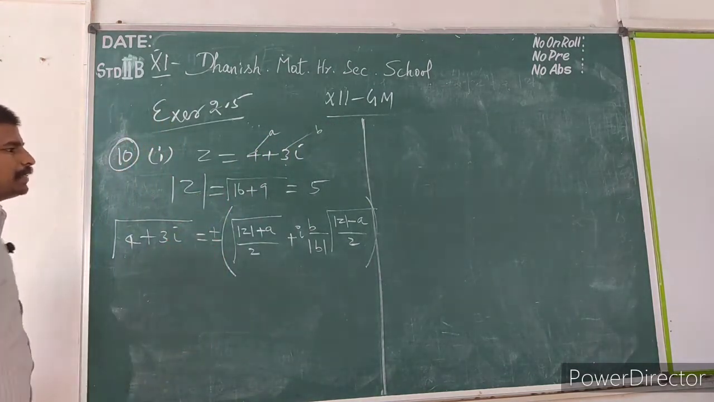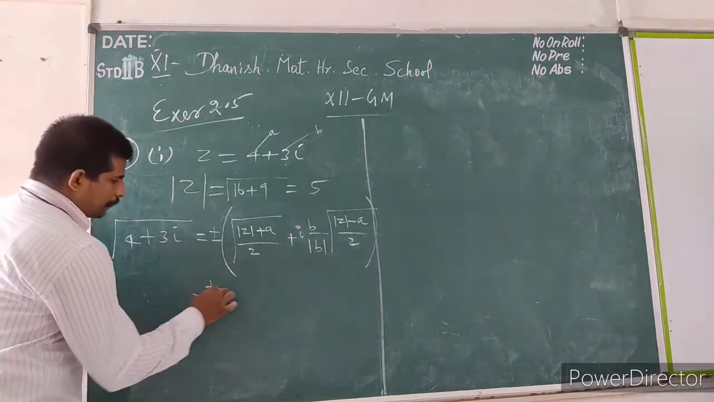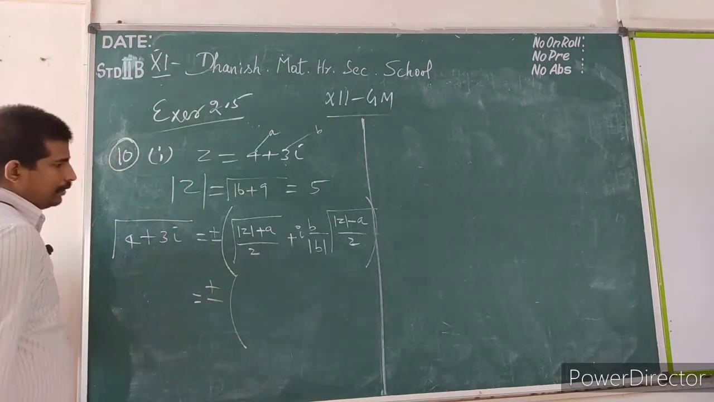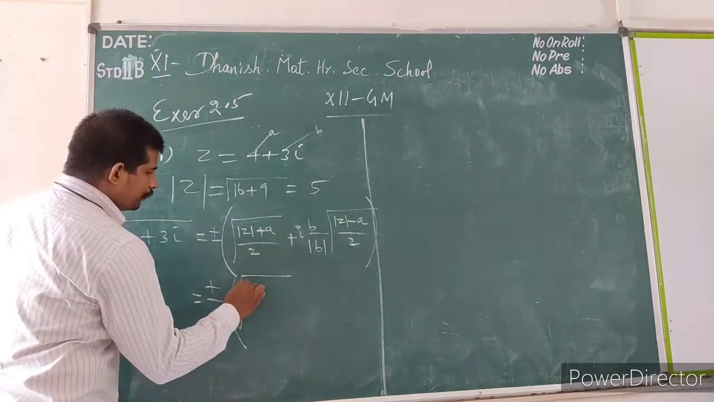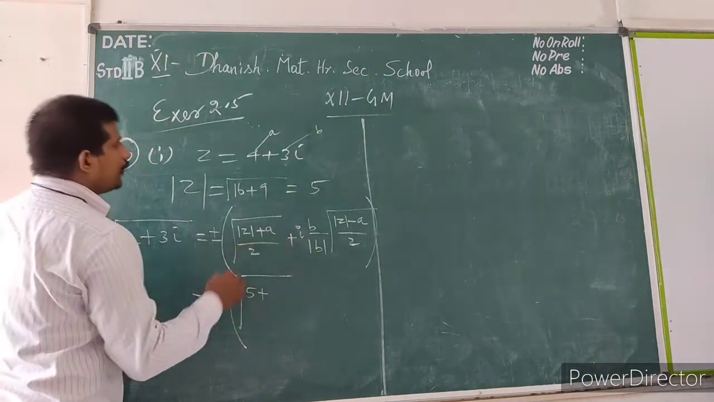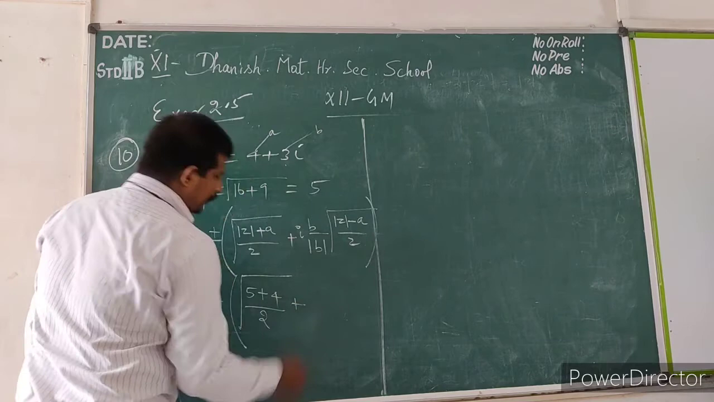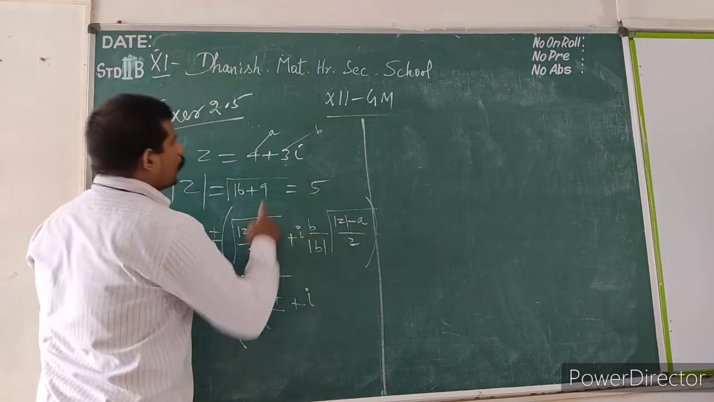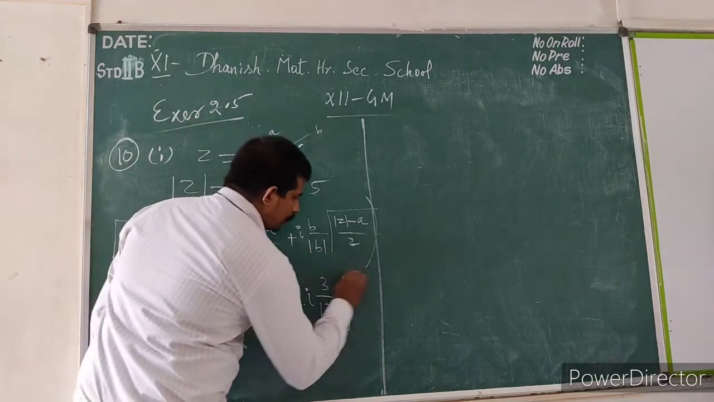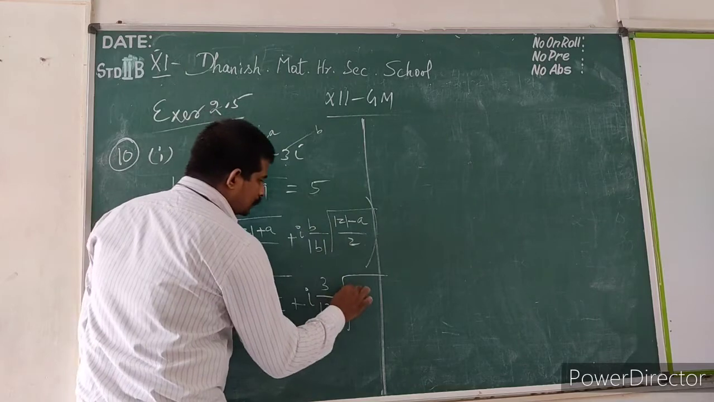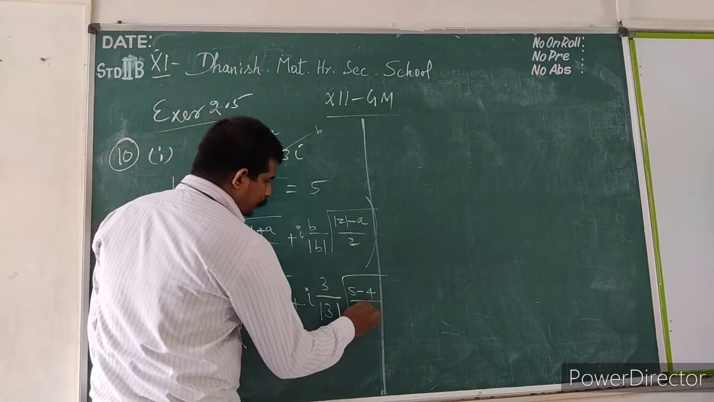Now we are going to substitute the values. Root, plus or minus, open bracket, root of modulus z. What's our modulus z? 5, plus a. What's our a? 4, divided by 2. Plus i b. What's our b? 3, by modulus 3, root of modulus z. What's our modulus z? 5, minus a. What's our a? 4, by 2.